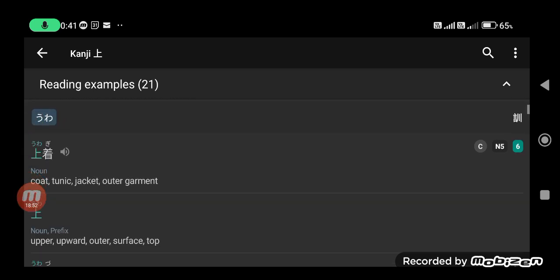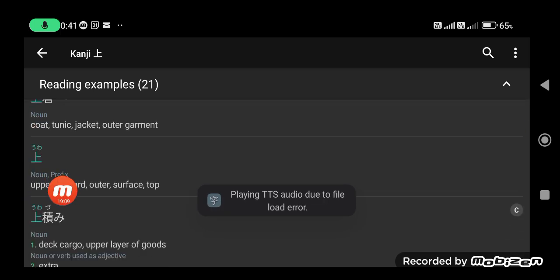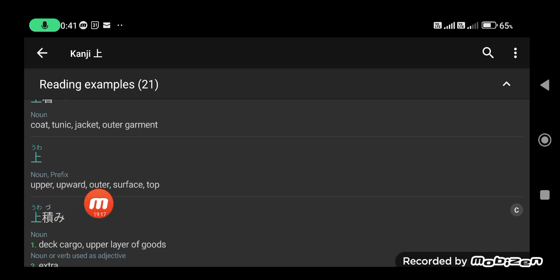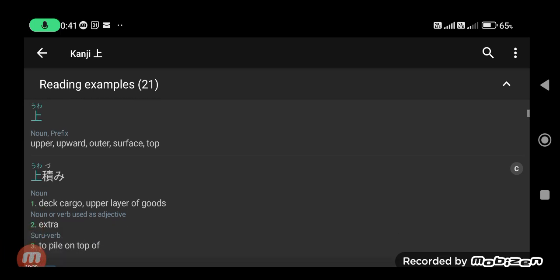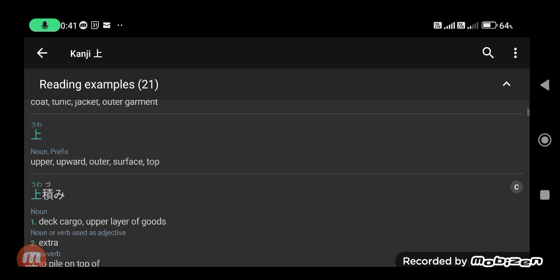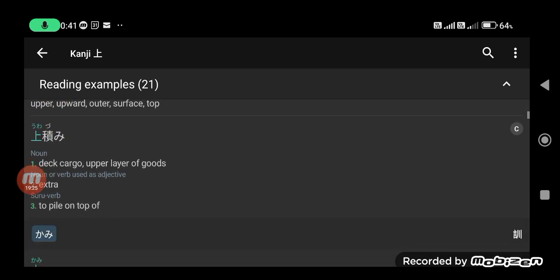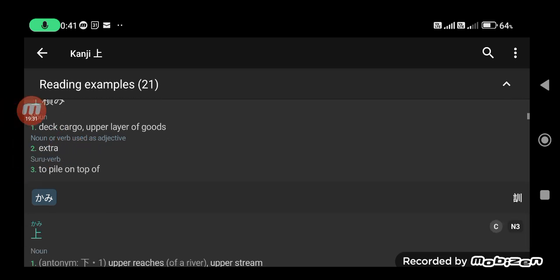Okay, so uwagi. Uwagi is a coat or jacket, outer garment. Uwagi. So that's uwagi. Or uwa, when used as a prefix, means upper, upward, or outer, or surface, or top. Uwazumi, deck cargo, upper layer of goods.